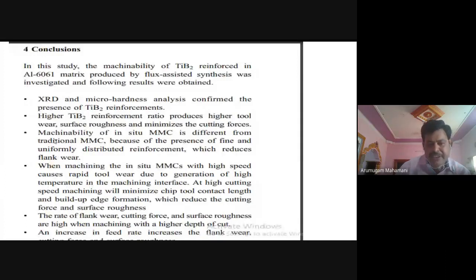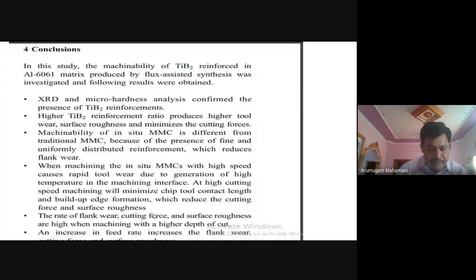The machinability of in-situ MMC is different from traditional because the presence of fine and uniformly distributed reinforcement reduces the flank wear. When machining in-situ composite, higher speed causes rapid tool wear due to generation of high temperature at the machining interface. A higher cutting speed will minimize the chip-tool contact length and the built-up edge formation. So built-up edge formation is also removed, which reduces the cutting force and the surface roughness.